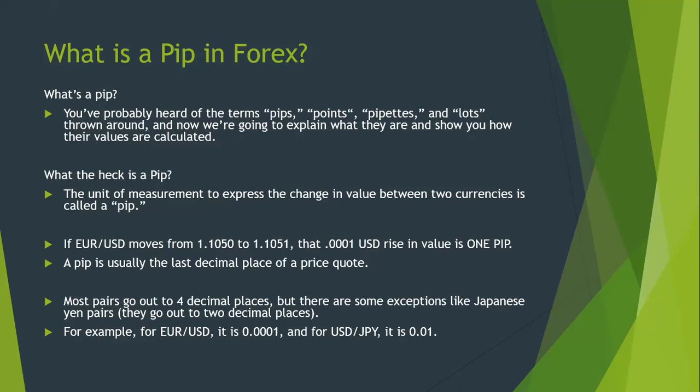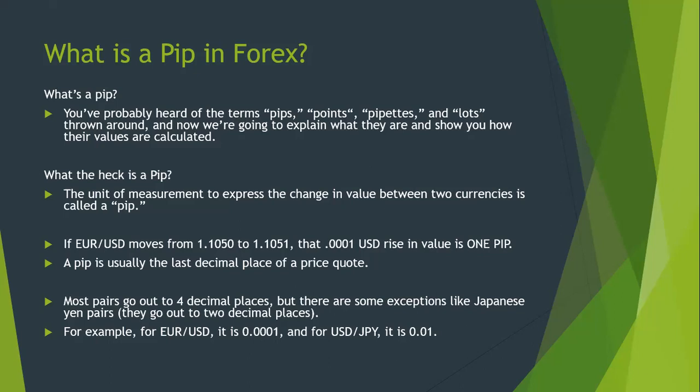So if you have a USD pair moving from a price level of 1.1050 to 1.1051, the difference between 1050 and 1051 is what we call a pip, in which we take 1.1051 minus 1.1050, we get a difference of 0.0001. So that one, which is the fourth decimal, is what we call a pip. A pip is usually the last decimal place of a price quote. Most pairs go out to four decimal places, but there are some exceptions like the Japanese yen.